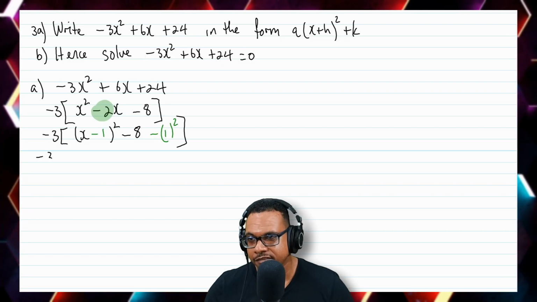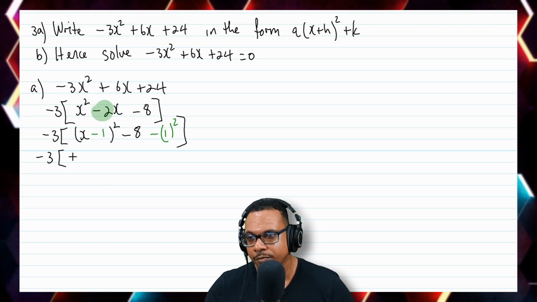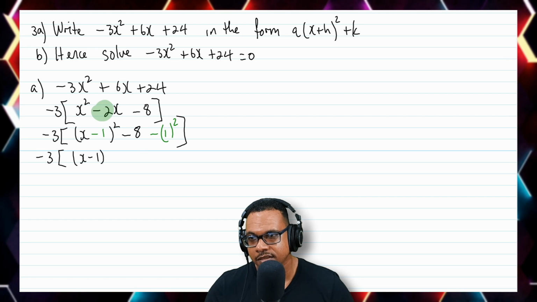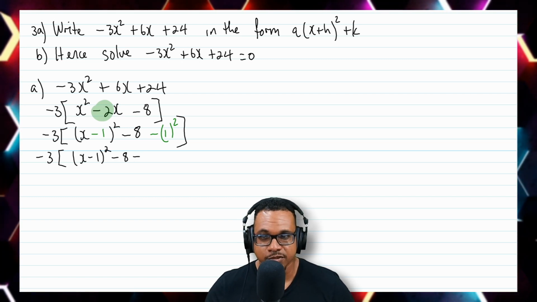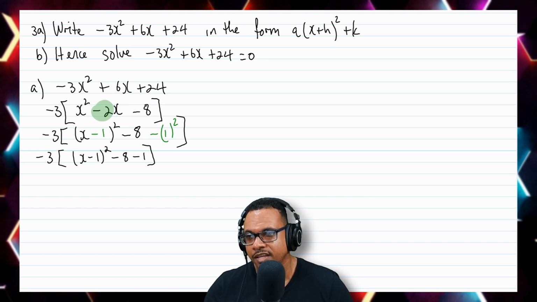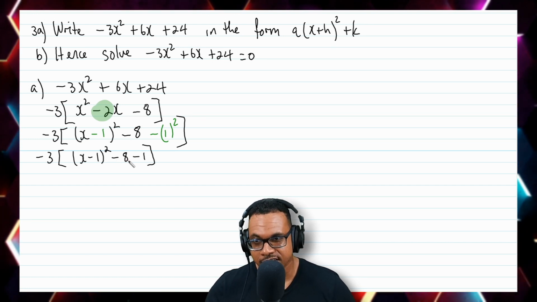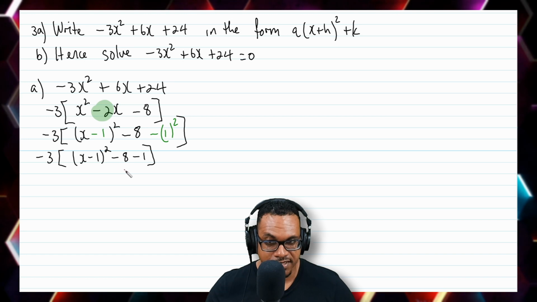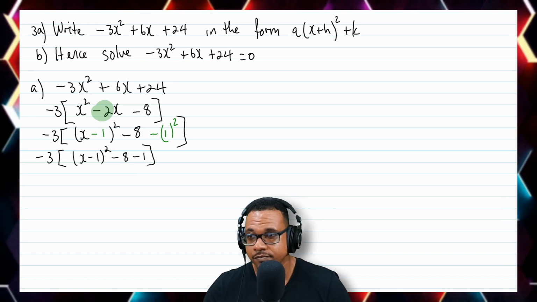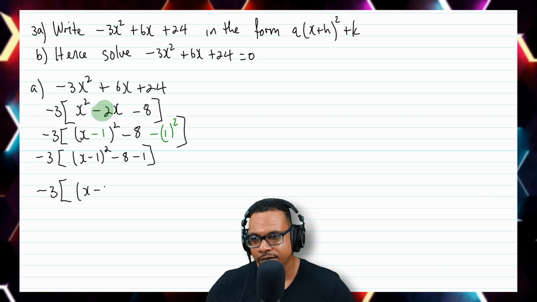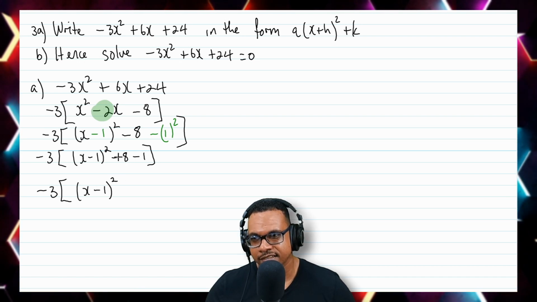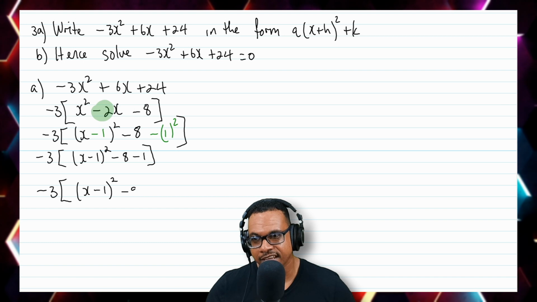So I write back my negative 3, open brackets. This part here is good. x take away 1 in brackets squared. Now I need to work out what is 1 squared, which is just 1. So take away 1. And now I just need to work out this part here. So two signs are the same, so that's how I add and keep the negative sign. So 8 plus 1 is 9. So I'm going to get negative 3, open brackets, x take away 1 in brackets squared, and I get negative 8 take away 1 is negative 9.